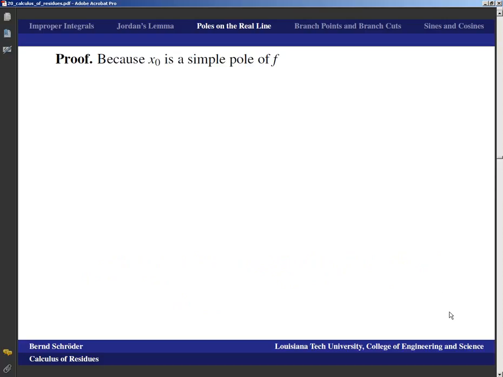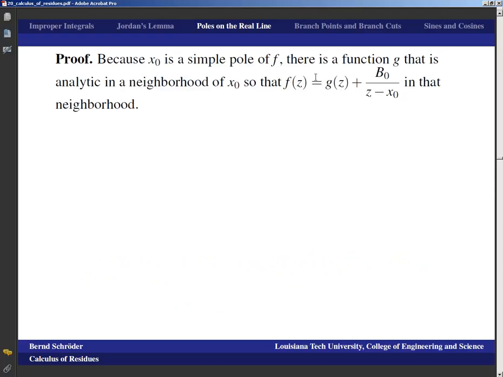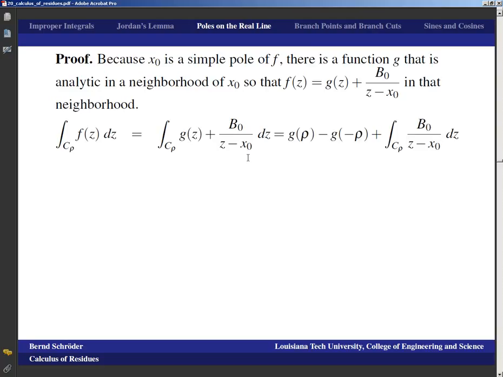Well, let's take a look at that. Because x0 is a simple pole of f, there is a function g that is analytic in a neighborhood of x0, so that f is equal to g plus b0 divided by z minus x0 in that neighborhood, which means we can compute the integral directly. The integral over c rho of f of z dz will be the integral over c rho of g of z plus b0 over z minus x0 dz. And, well, of course, because this function is analytic, we can apply this analog of the fundamental theorem of calculus for contour integrals. That'll just be the value of capital G, the antiderivative.